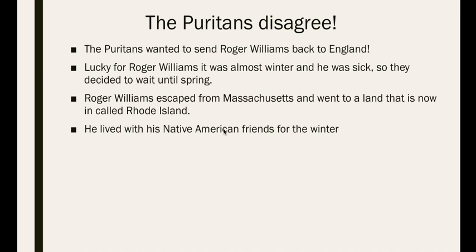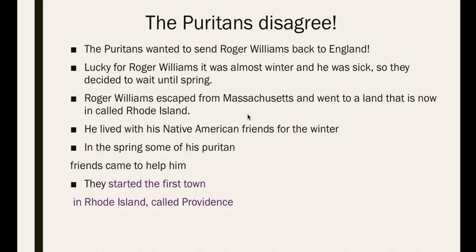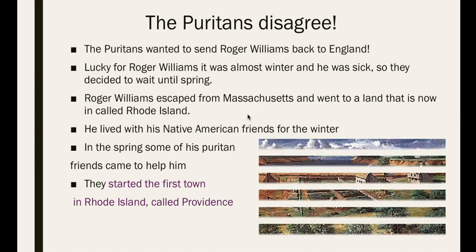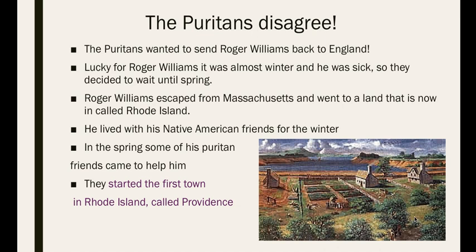But Roger Williams was sneaky, got out of Massachusetts, and went to Rhode Island. He called it Rhode Island. It's a new land. And then he lived with the Native Americans because he was kind to them. The Native Americans just took him in and let him stay with them for the winter, made sure he was healthy, and helped him out. And in the spring, some of his Puritan friends came to help him. And he started the first town in Rhode Island called Providence. So this is what Providence would have looked like back then. And he was able to create his own colony the way he wanted it, called Providence in Rhode Island. So pause and write that down in the next circle or bubble.